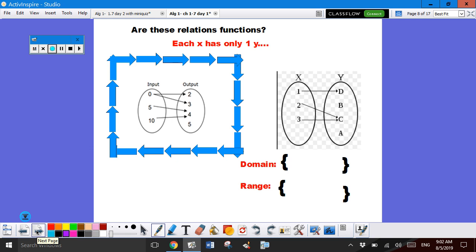So let's take a look at this next one. 0, 5, 10, 2, 3, 4, 5. What do you think? Function or not a function? Hopefully you decided, nope, that's not a function because it has duplication in the x's.